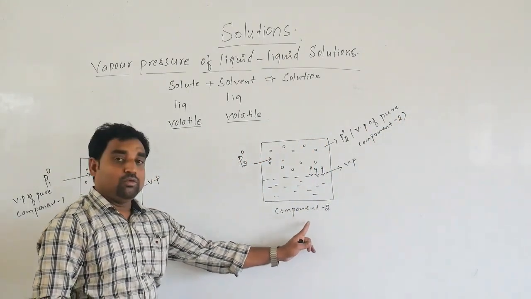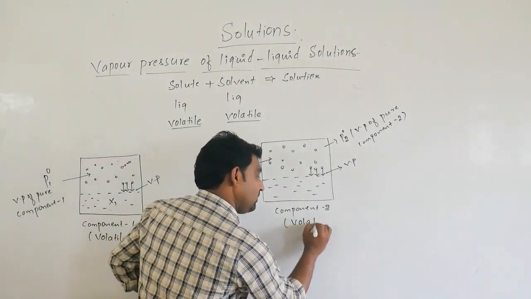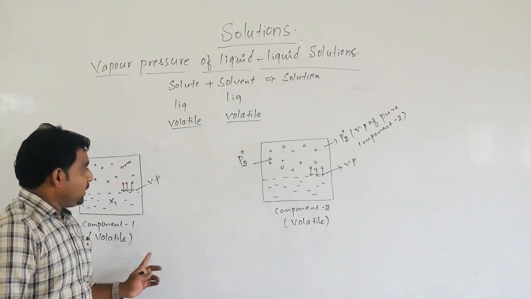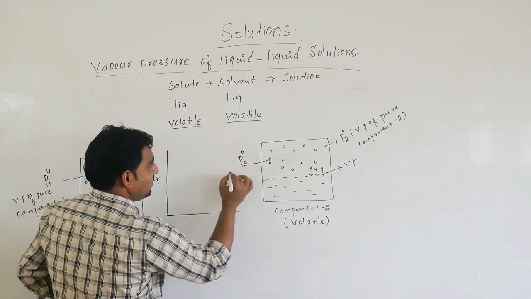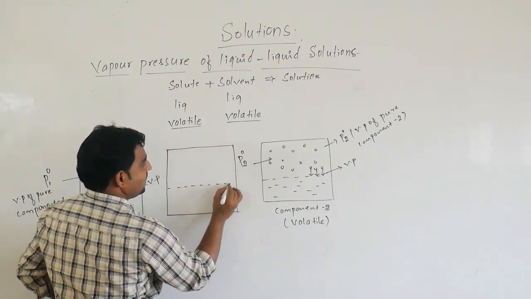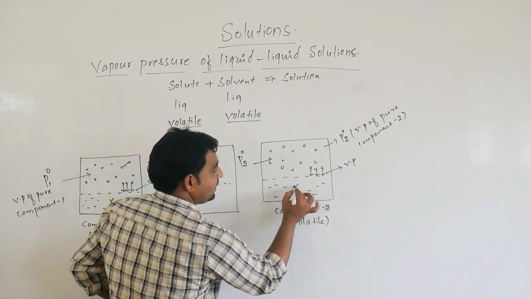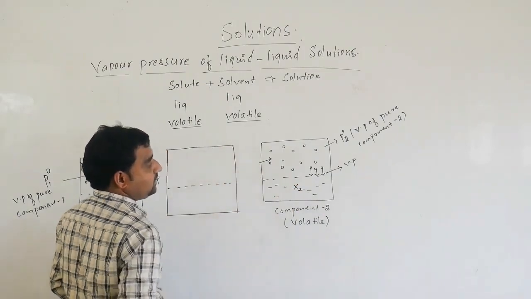This is also volatile in nature. So when we add these volatile liquids, solute and solvent, a solution will be formed. So these are the solution. This P2 naught having a mole fraction x2.